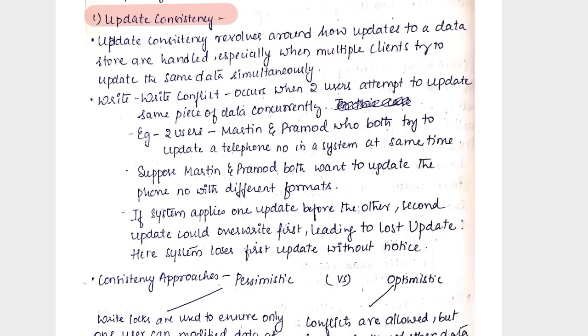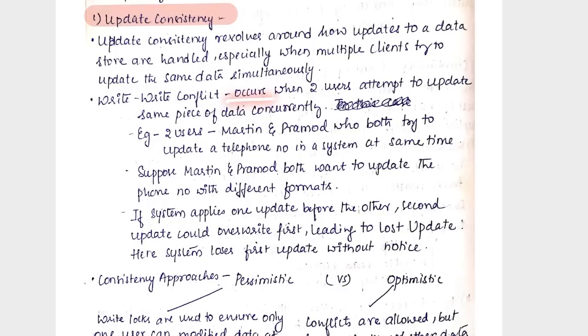Suppose we take an example where there are two users, Martin and Pramod, who both try to update a telephone number in a system at the same time. They are both trying to update the same telephone number at the same time. In such a condition, a conflict will occur, right? This conflict is called a write-write conflict.